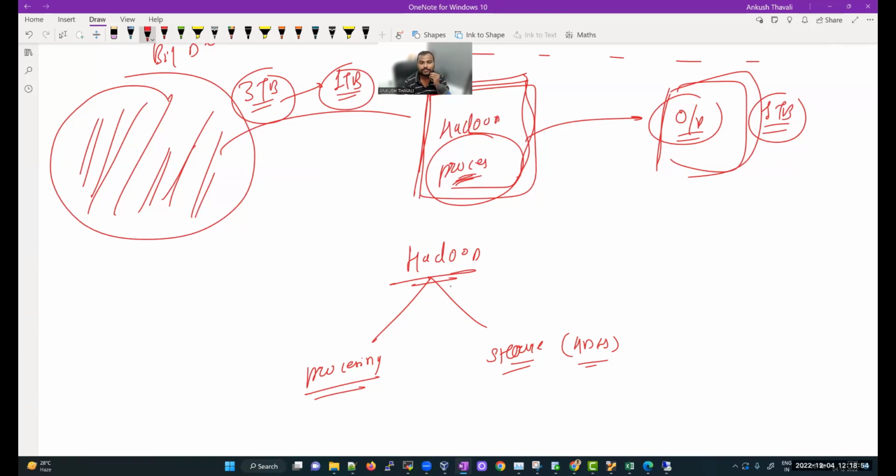There is always one discussion happening in the market: does Spark replace Hadoop? So we are going to learn about one more technology, which we call Spark. So what is Spark basically?